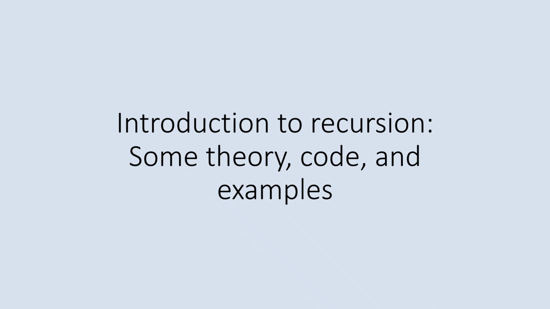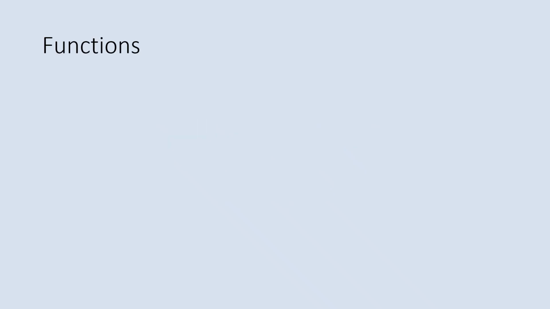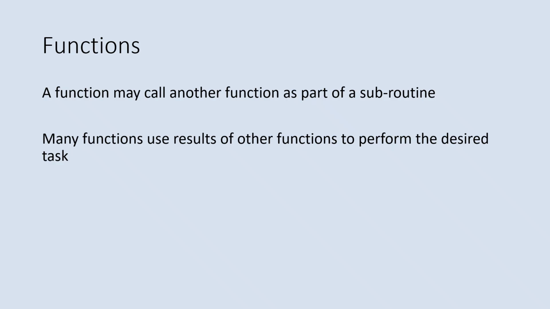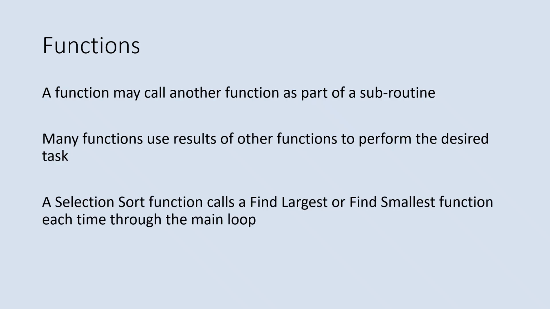Let's talk about recursion. We'll look at some theory, a little bit of code, and several examples. So a function may call another function as part of a subroutine. Many functions use results of other functions to do whatever task they are assigned to do. For example, a function that would implement selection sort would call a find largest or find smallest function each time through the main loop.